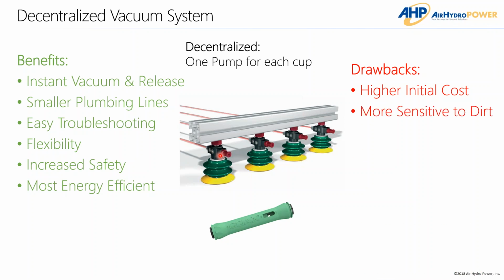More sensitive to dirt. Same reason why the centralized was good, because it had the larger lines, and usually you just had one line to protect. Here, of course, you've got multiple pumps to protect, and the orifices are going to be smaller. Having said that, a lot of cups come with screens and filters, and there are also other options for filters between the pumps and the cup. So you're not completely out of it if you do have some contamination in your system, but it is certainly more sensitive.